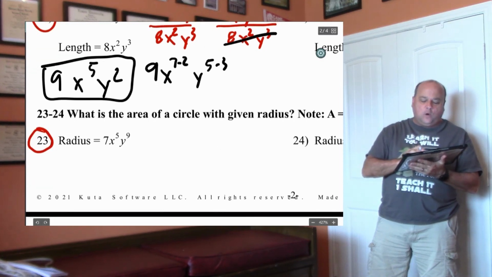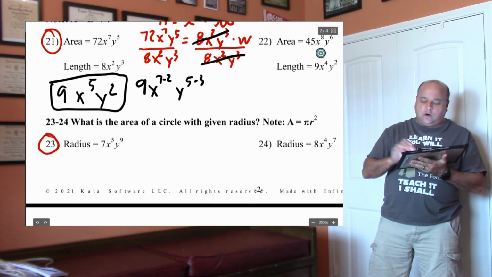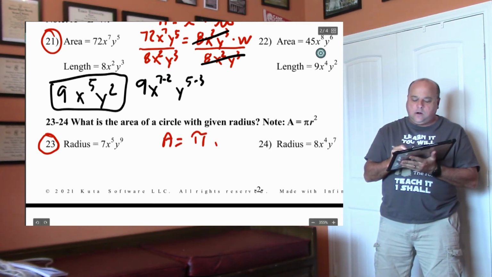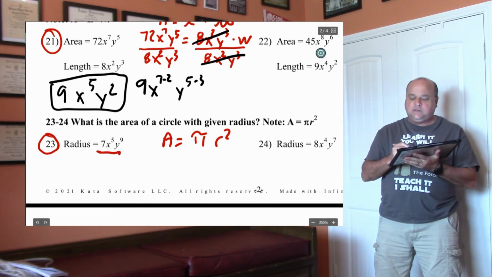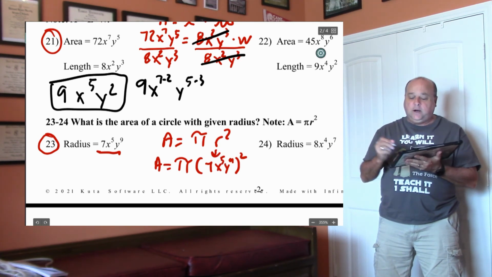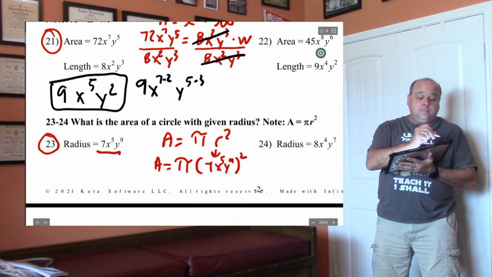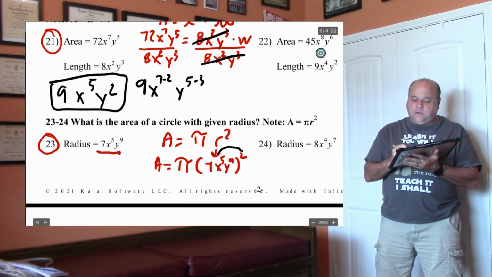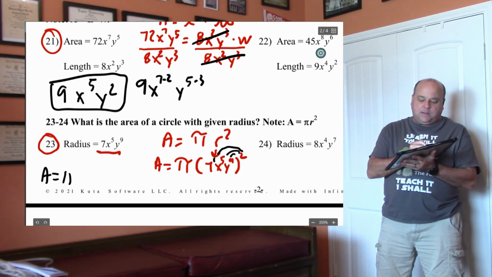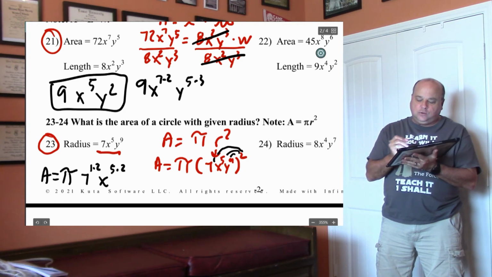And lastly, one more problem. See this on the STAAR many, many times. Write down A equals pi r squared. This is my radius, so this is going to go right in here. And our radius is 7x to the 5th y to the 9th, squared. You'll be doing this in geometry a lot next year. So you're going to take this 2, that exponent, and distribute it 3 times. So I'm going to have A equals pi, 7 to the 1 times 2, x to the 5 times 2, y to the 9 times 2.